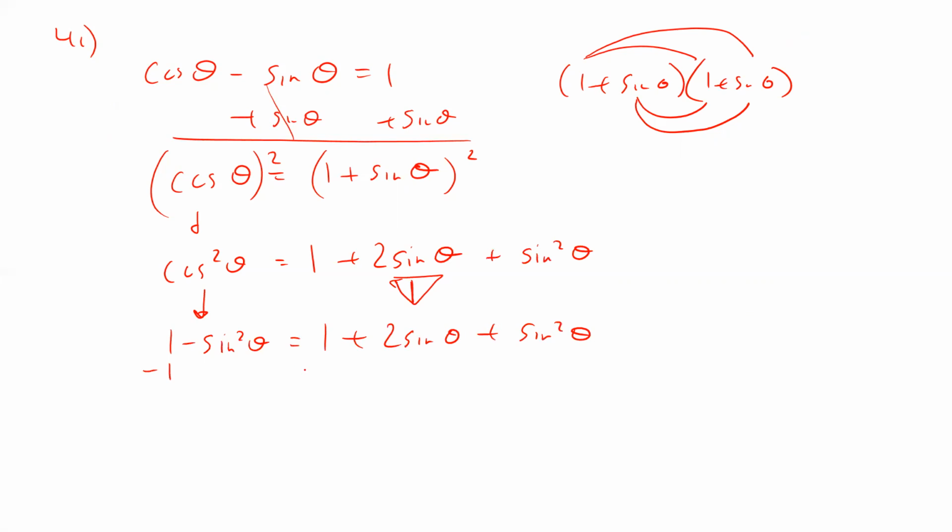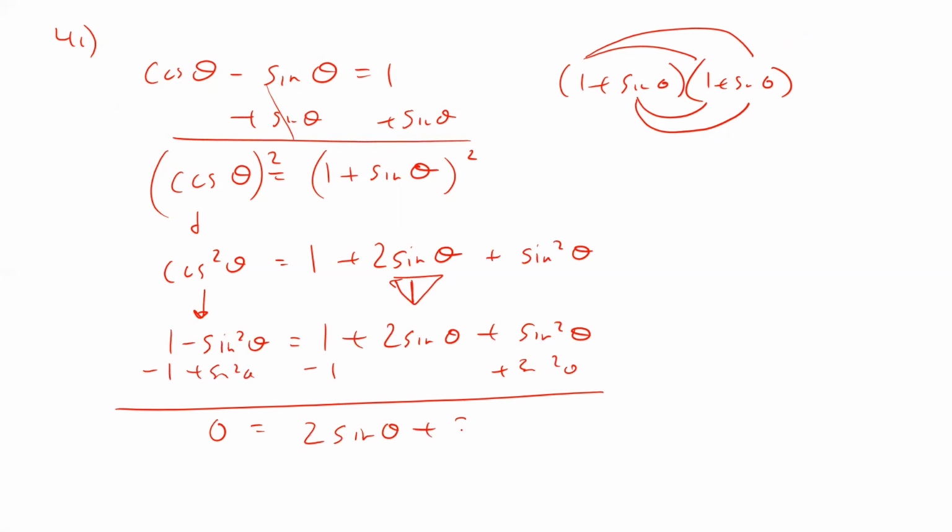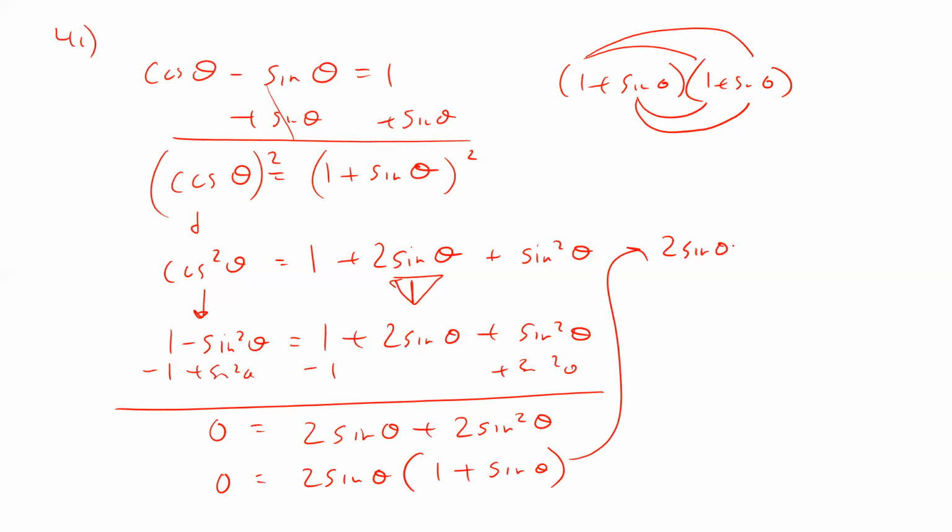Let's see. I'm going to subtract 1 from both sides. I'm going to add sine theta to both sides. That goes away, and you guys make sure that I don't make any funny mistakes here. Are we good there so far? Factor out a 2 sine theta. That's what I would do. I'm left with 1 plus sine theta. And now I have 2 sine theta equals 0. And sine theta plus 1 equals 0.